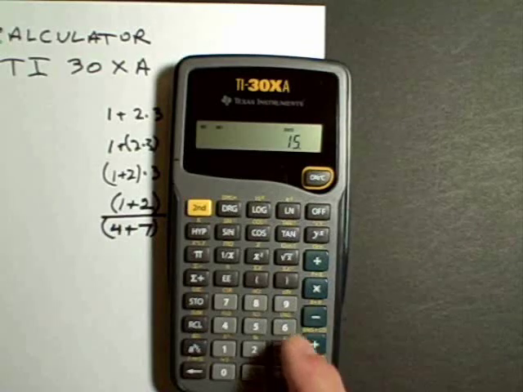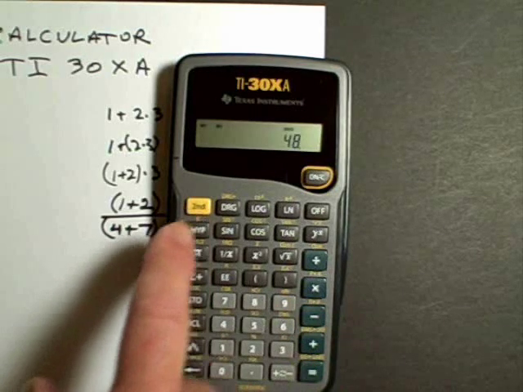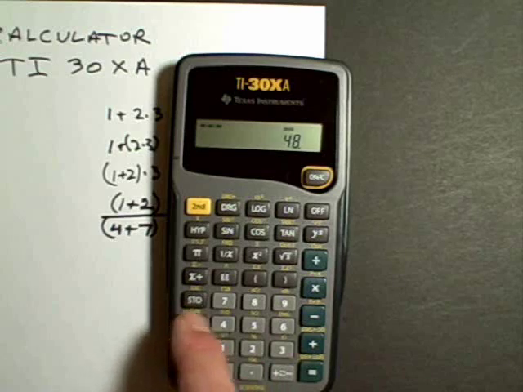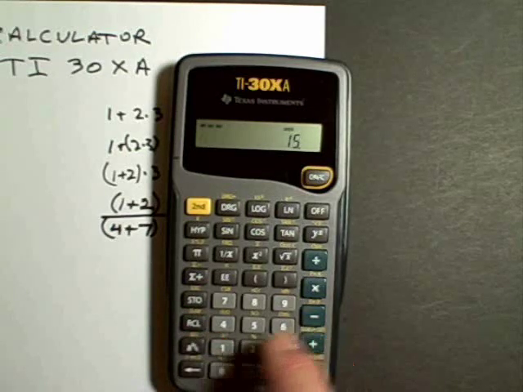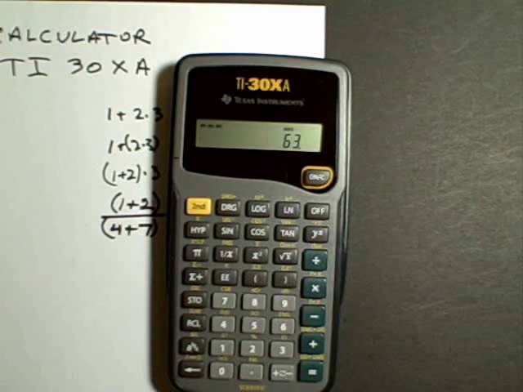Now let's take 6 times 8 equals 48, and let's store that in the second register. Now let's recall the first register, that's 15. Let's add that. Let's recall the second register, 48. Let's hit equal, and there's the sum of those two. Now this is handy if you're doing complex calculations and you need to save a number for later use.